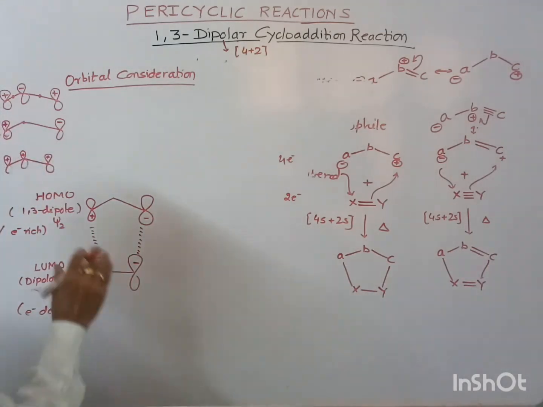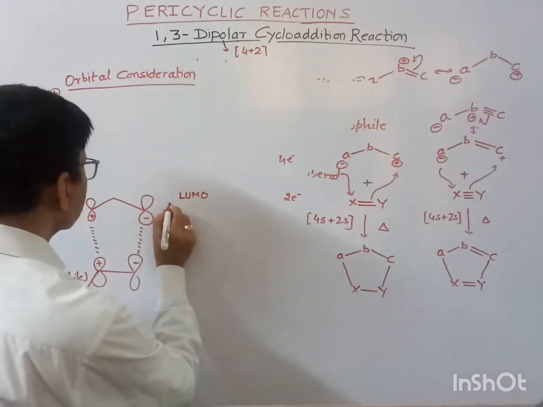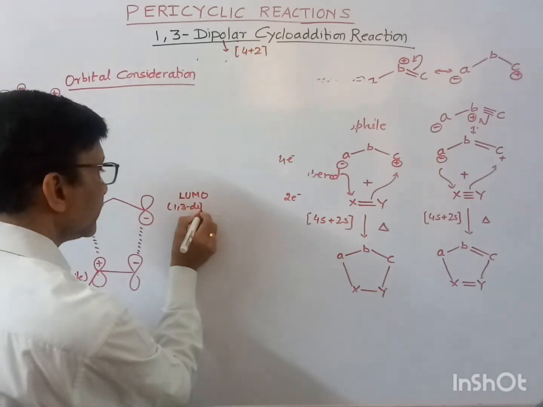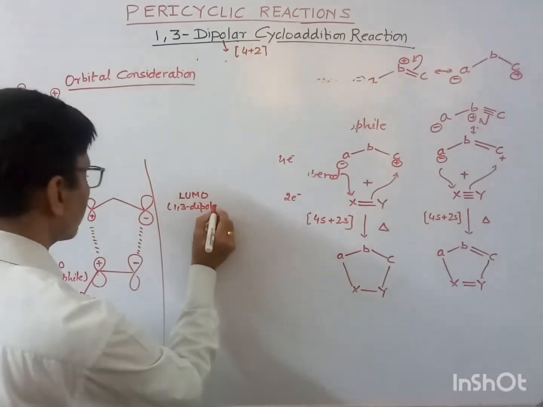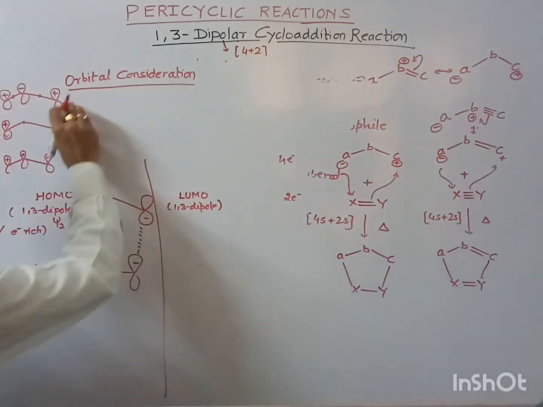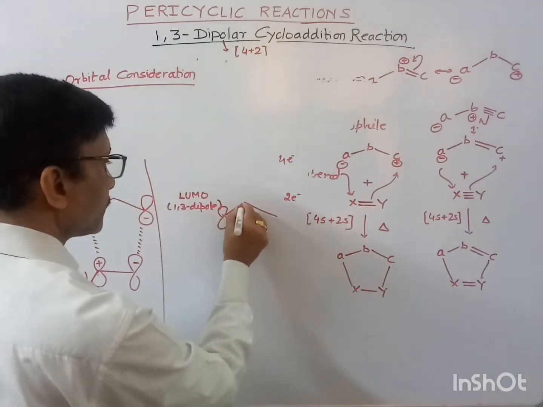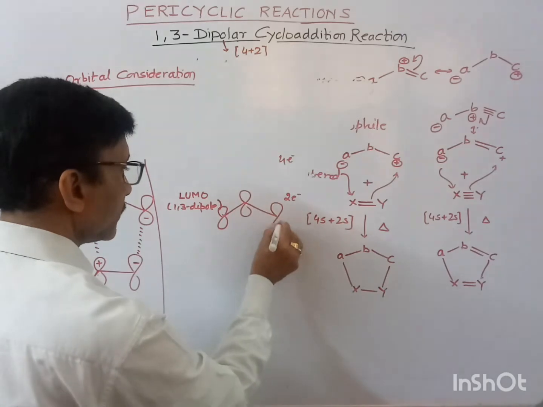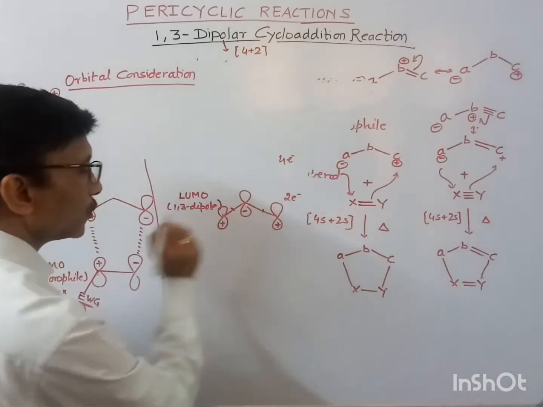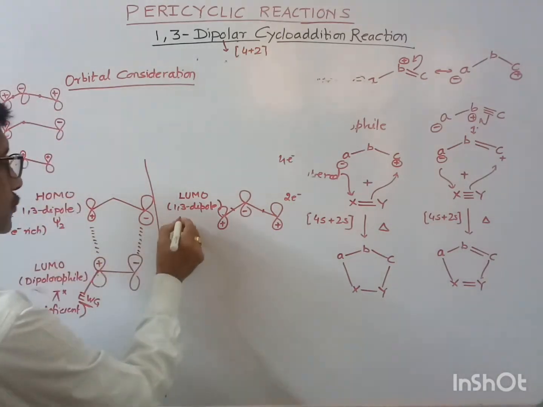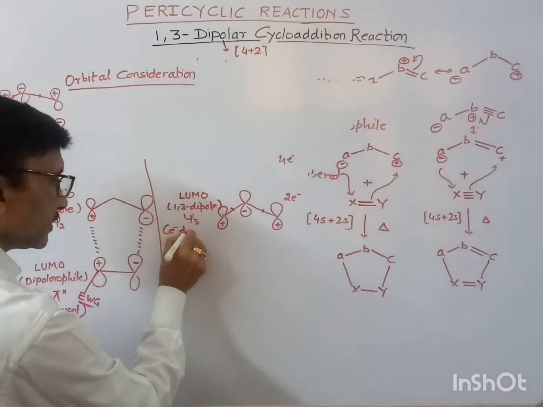Now the second case, when this 1,3 dipole acts as a LUMO. Suppose the 1,3 dipole acts as a LUMO, and for the LUMO, psi3 will be the LUMO. So I may draw the psi3. This is our psi3, the lobe is having the positive sign. Two nodes are present over here. So this is our psi3, and this is electron deficient in this case.